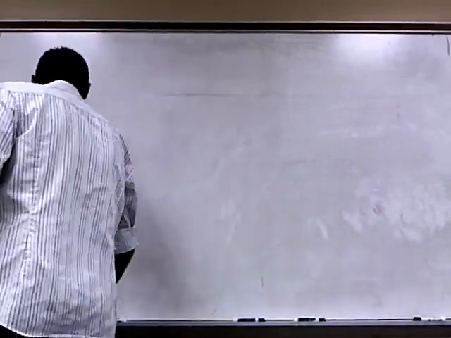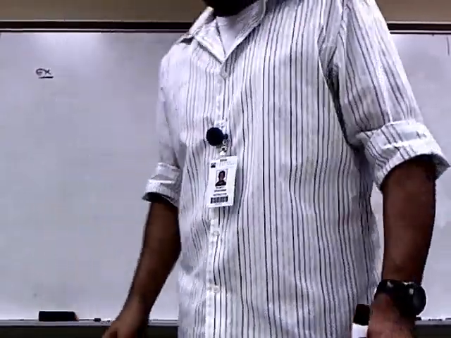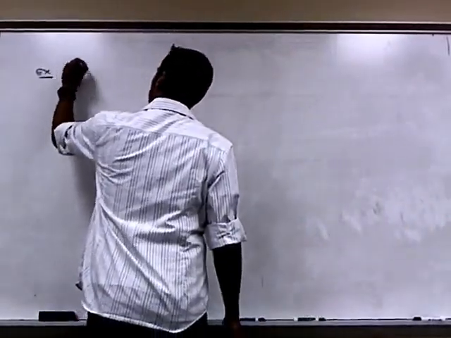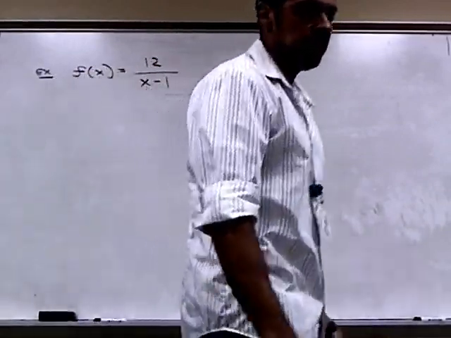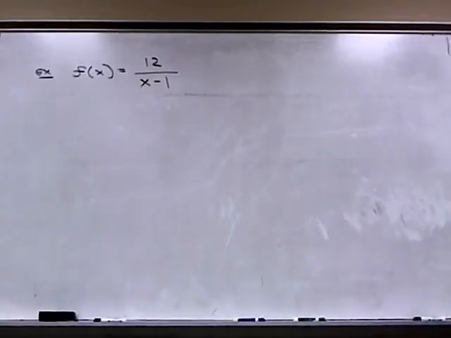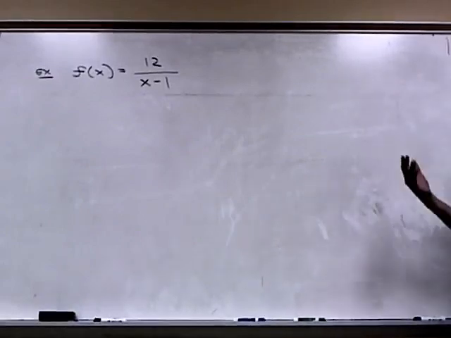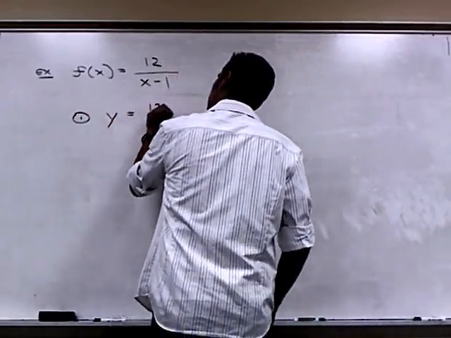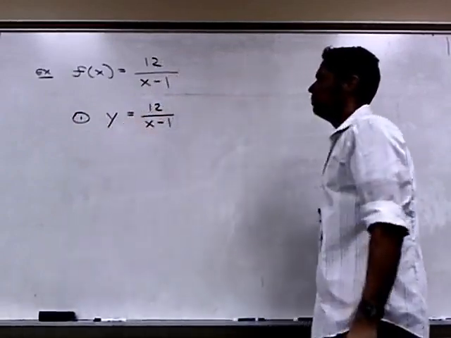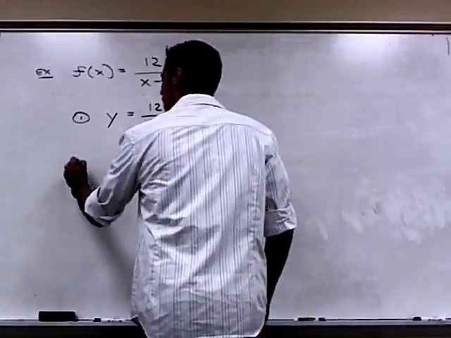Next example, let's find the inverse algebraically of f of x equals 12 over x minus 1. What type of function is that? Rational, good. And we saw earlier, rationals may or may not have inverses. Let's see if this one does. First step, replace f of x with y. Now, swap the x and y values.